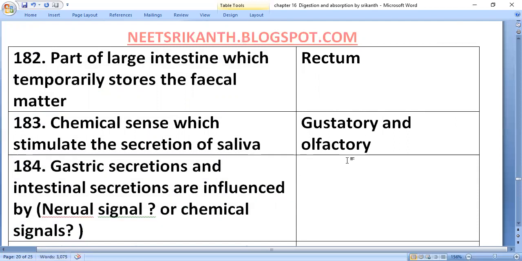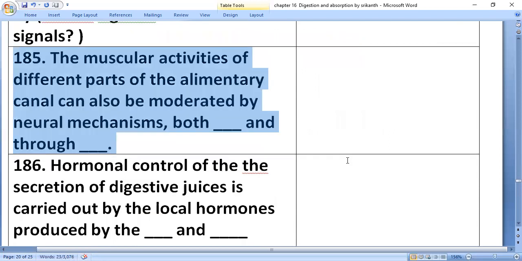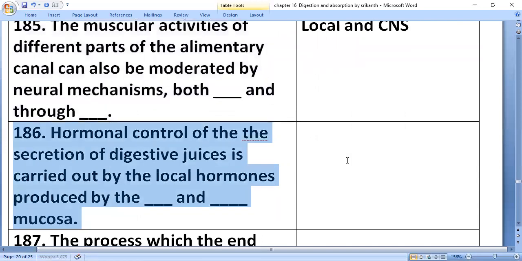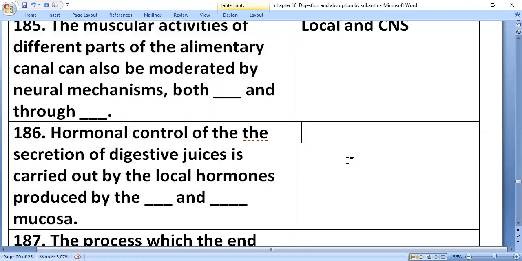Gastric secretions and intestinal secretions are influenced by neural signal or chemical signal. Both. The muscular activities of the different parts of the alimentary canal can also be moderated by neural mechanism. Both local and central nervous system involvement is there. Hormonal control of the secretion of digestive juices is carried out by local hormones produced by gastric and intestinal mucosa.